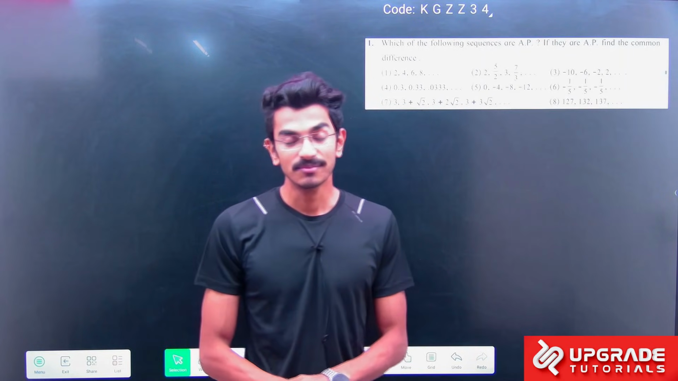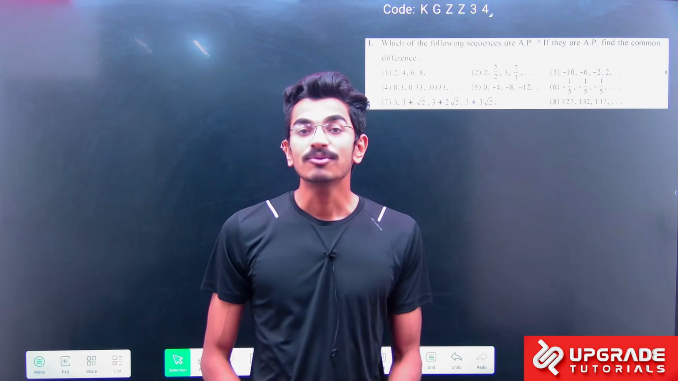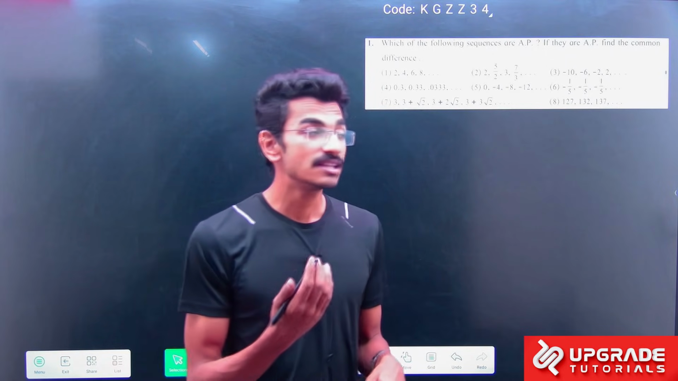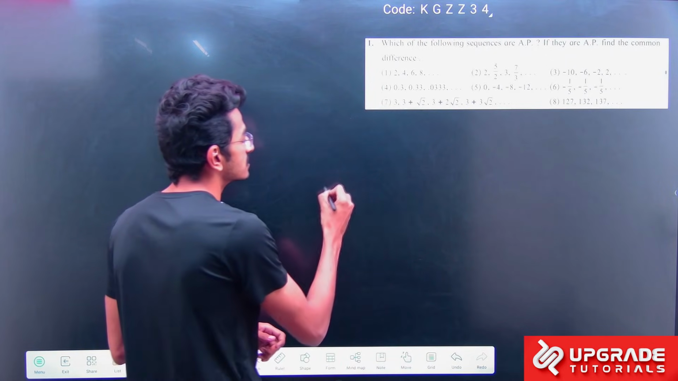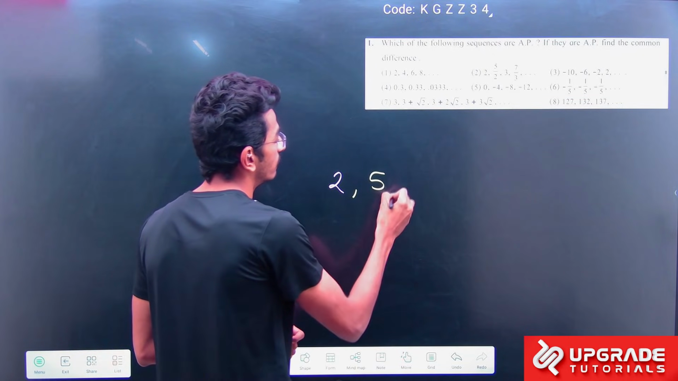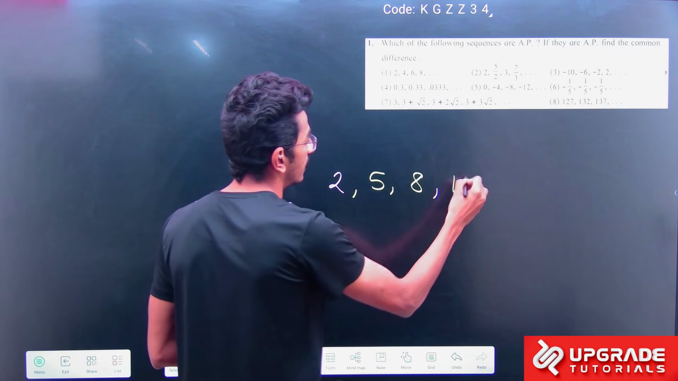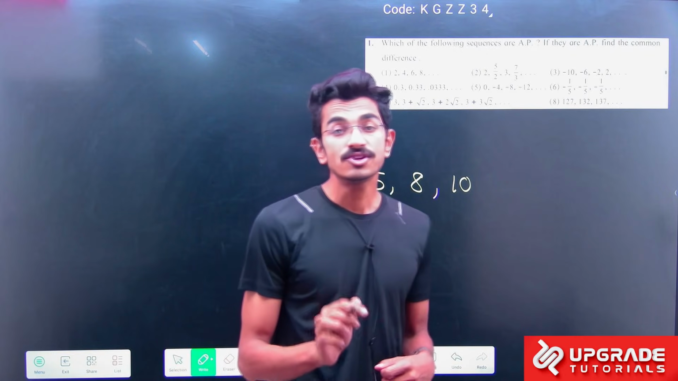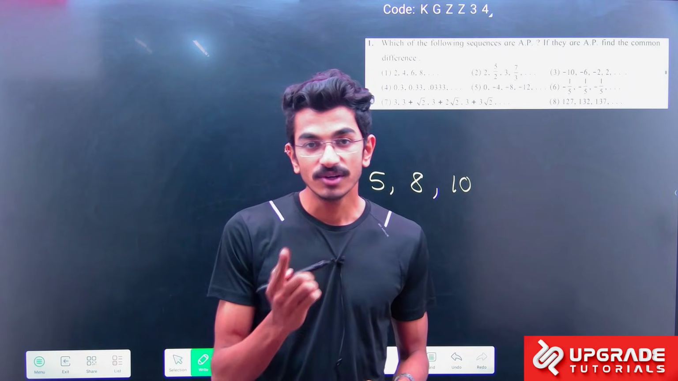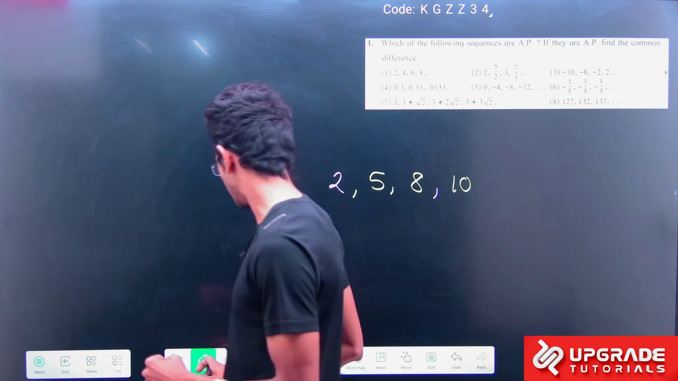What is arithmetic progression? Arithmetic progression means a series of numbers. You cannot take any numbers randomly, like 2, 5, 8, 10. No, it should be a particular series of numbers in which the difference between two numbers should be constant.